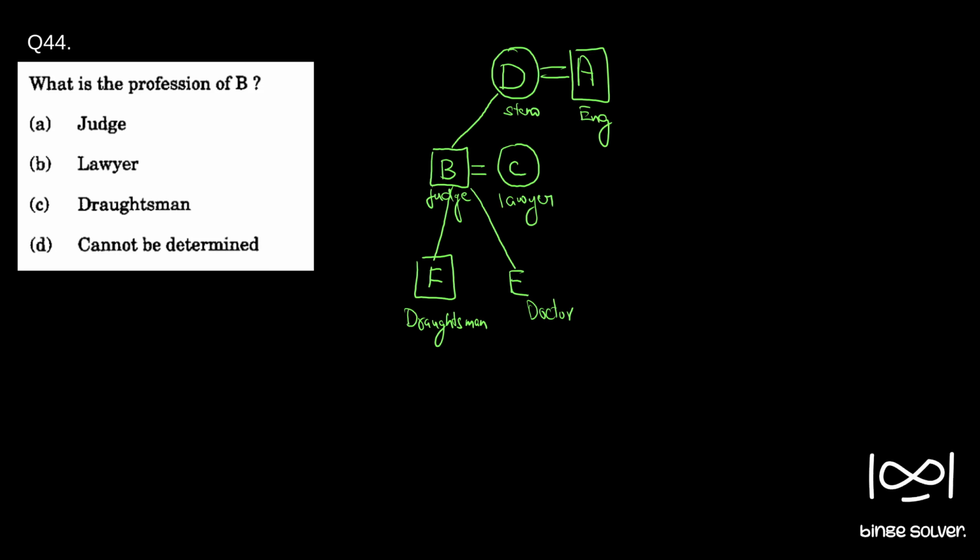This is our family tree. What is the profession of B? So we know that B is a judge. So we'll just mark A as our correct answer. So there is something wrong. Okay, A is the correct answer. B is judge. A. So moving on to the next question.